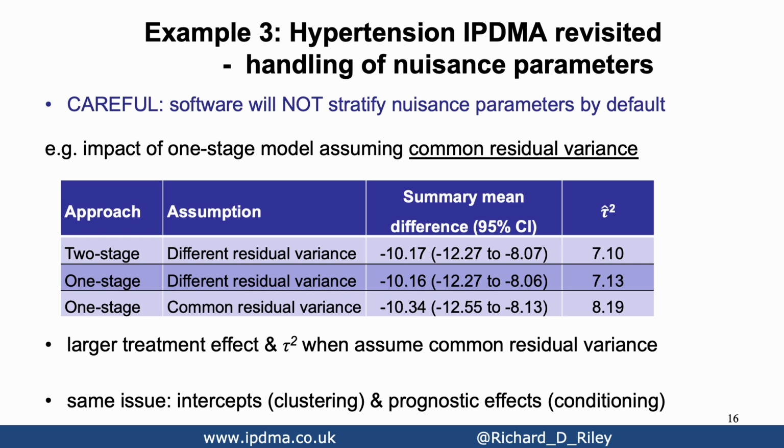Same issue will apply if you make different assumptions about the intercepts, about prognostic effects. Not stratifying or conditioning by trial will lead to different results, and it could be big in some situations. The trouble is that when people fit these models, they don't really understand a lot of the time what assumptions they're making. So be proactive in your research to know what assumptions you're making.